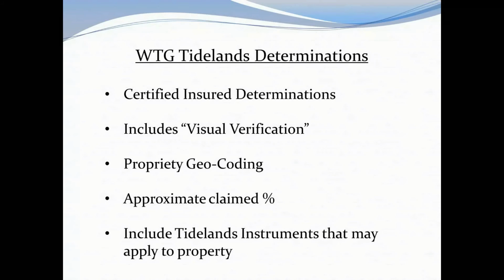So we're going to talk a little bit about our determinations. We'll go over an example as well. One of the biggest benefits is the fact that we're certified and insured. So these are insured for $2 million per event. So we stand by what we determine and the status that we put on the report.